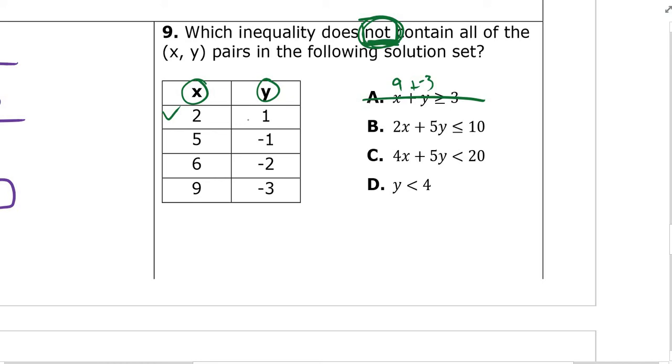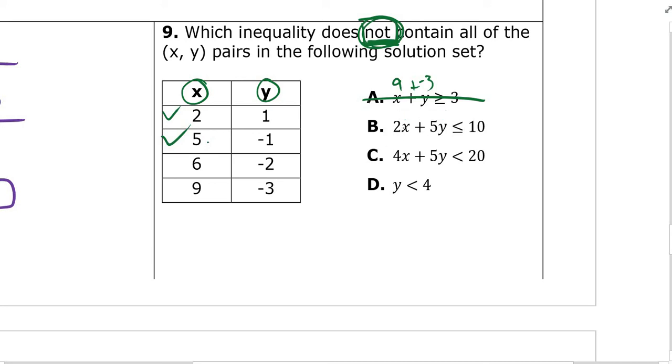You're plugging it in. If you're not good at doing integer multiplication and addition in your head, type it in your calculator. 5 is my X, so 2 times 5 is 10. Plus 5 times my Y, which is -1. 5 times -1 is -5. 10 plus -5 is 5. 5 is less than 10, so that one works.